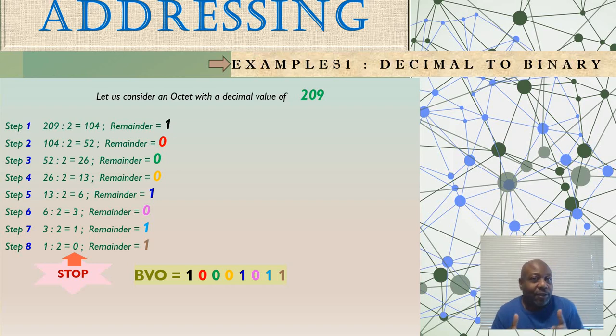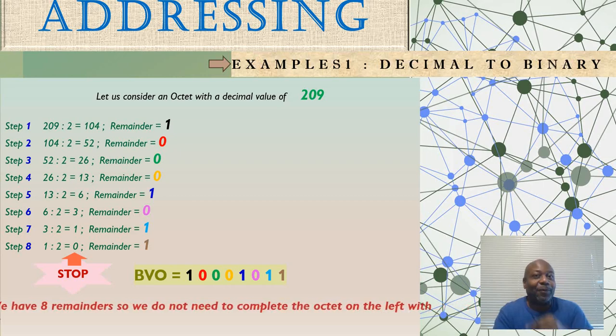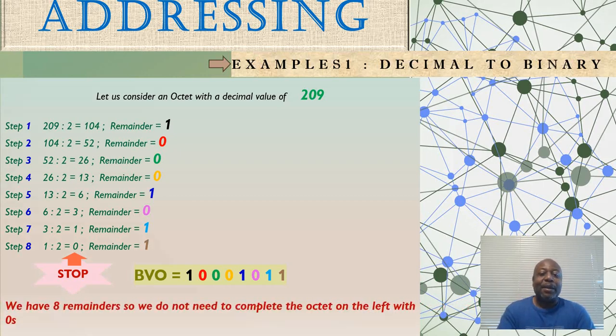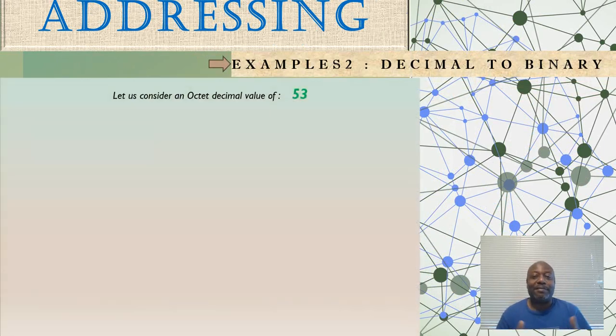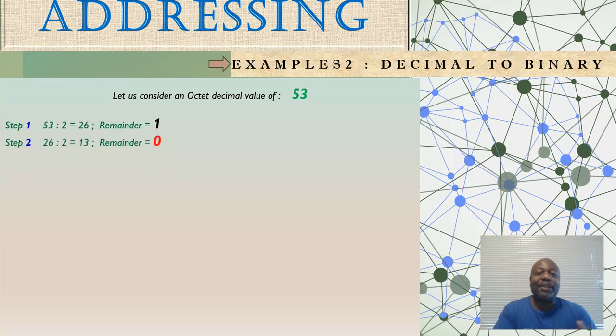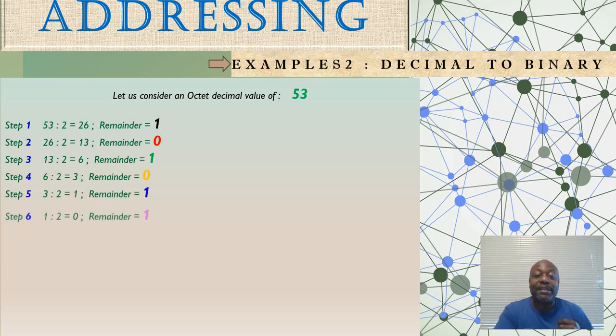You can ask a question, what if we don't have 8 bits? Very interesting question. That's smart. Let us take an example for that. Let us consider 53. And we do the same strategy. 53 divided by 2 gets 26, remainder 1. We divide 26 by 2, we get 13, remainder 0. 13 divided by 2, we get 6, remainder 1. 6 divided by 2, we get 3, remainder 0. And then we reach the 6th level and we stop.